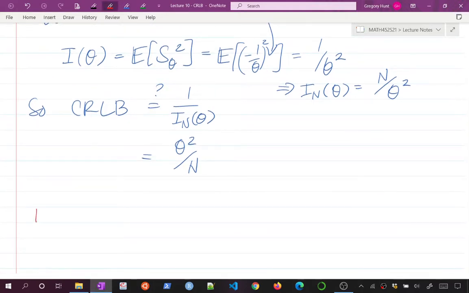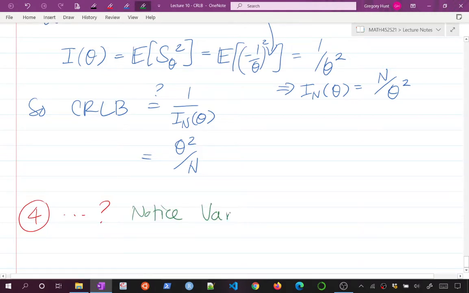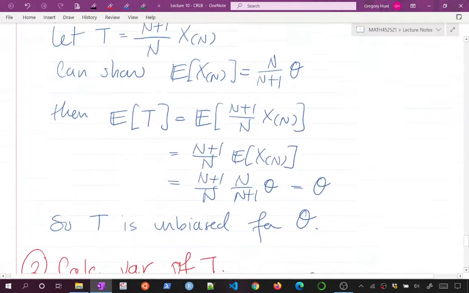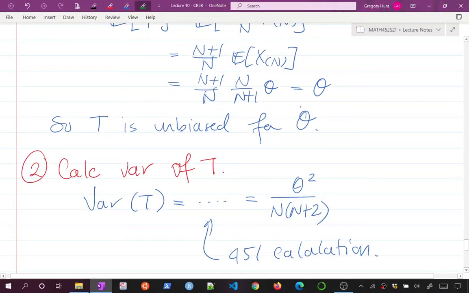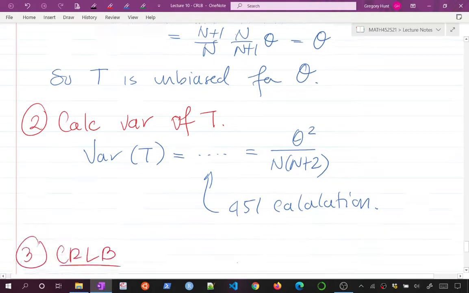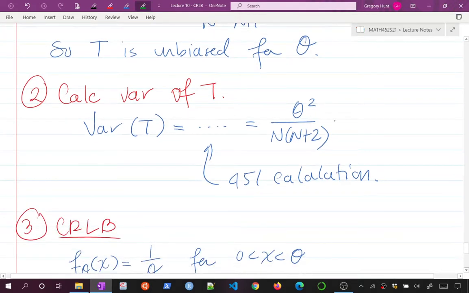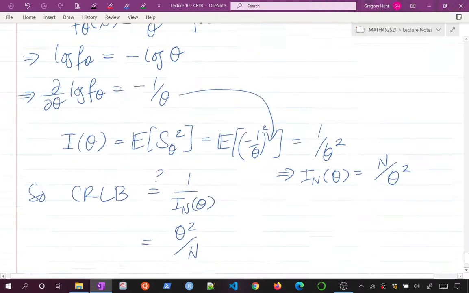So step 4, question mark: what are we noticing here? Notice that the variance of my estimator T, the unbiased estimator we derived for this uniform distribution, is unbiased, and its variance is theta squared over n times n plus 2.